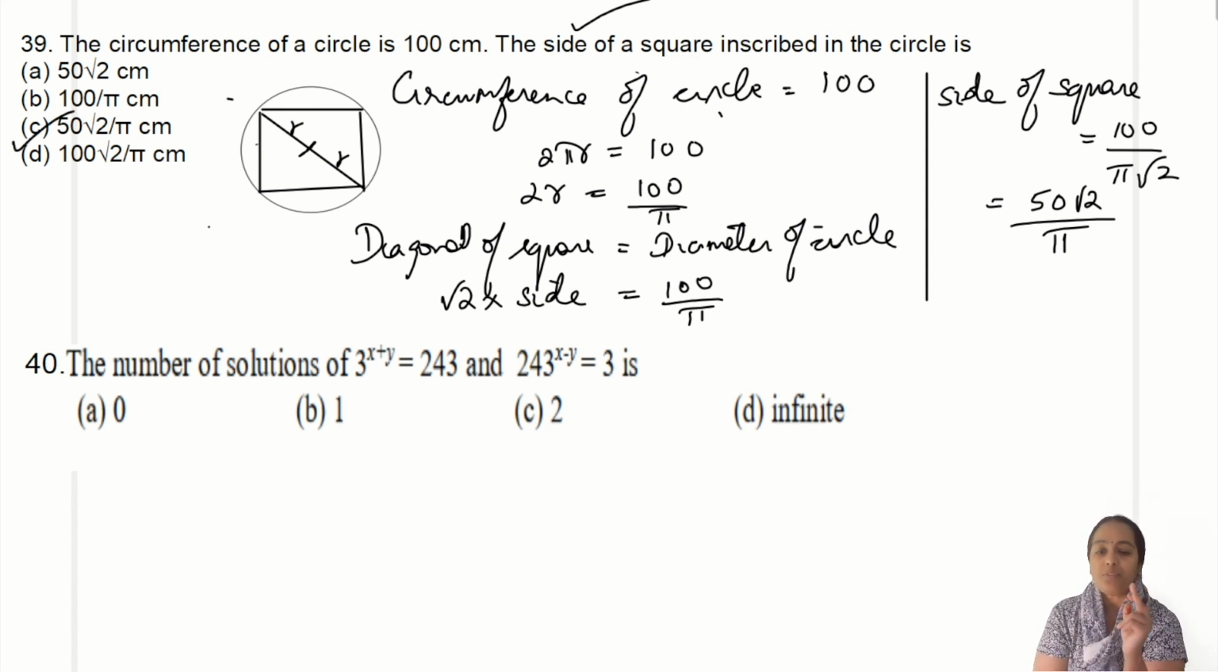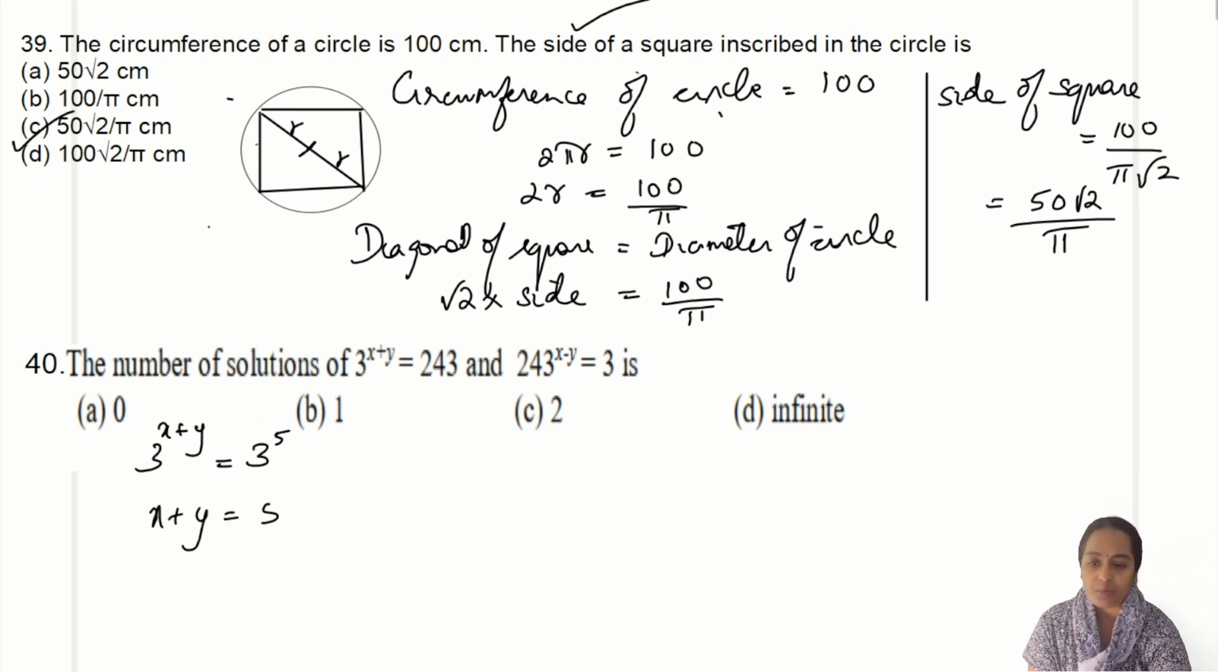The number of solutions of 3 power x plus y equals 243 and 243 power x minus y equal to 3. Number of solutions is asked in the question. So 3 power x plus y equals 243, and 243 is what, children? It is nothing but 3 power 5. So we can use the laws of exponents here. If the bases are same, you can equate the powers. So x plus y will be equal to 5.